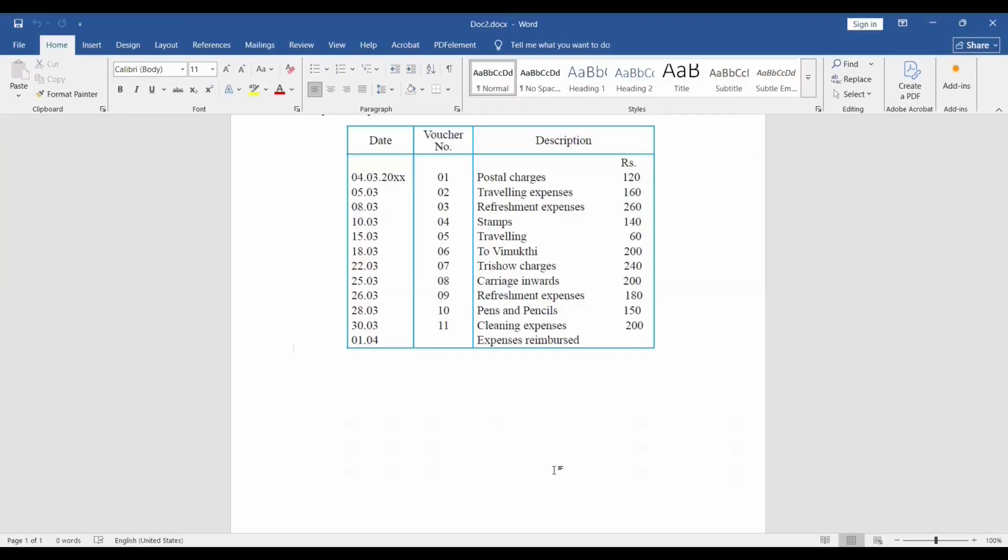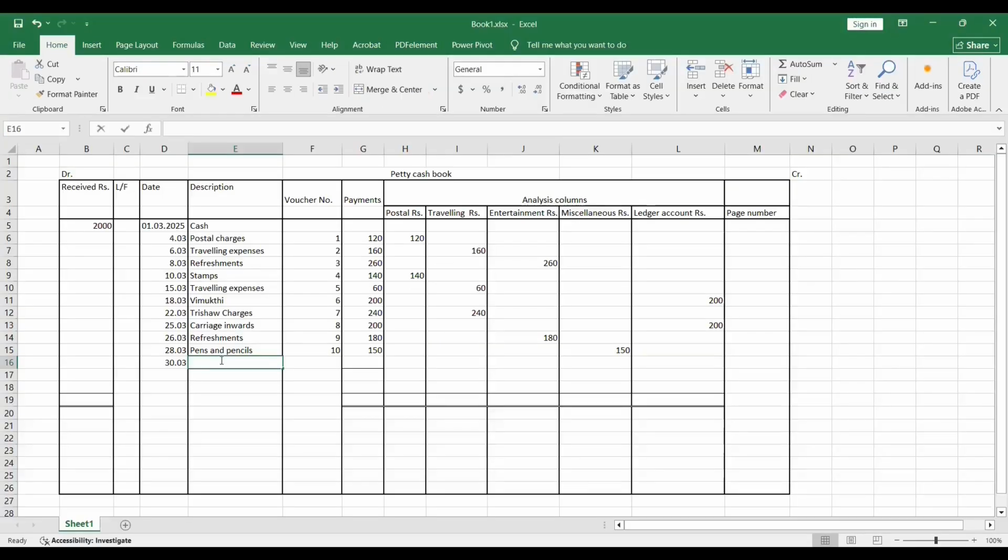30th of March, voucher number 11, cleaning expenses 200. 30th of March, cleaning expenses, voucher number 11, 200. Again, we don't have a separate analysis column to record this, so we record this in the miscellaneous expense column. Now take the summation of all the expenses. 1910; postal charges 260, traveling 460, entertainment 440, miscellaneous 350, and ledger account column 400.